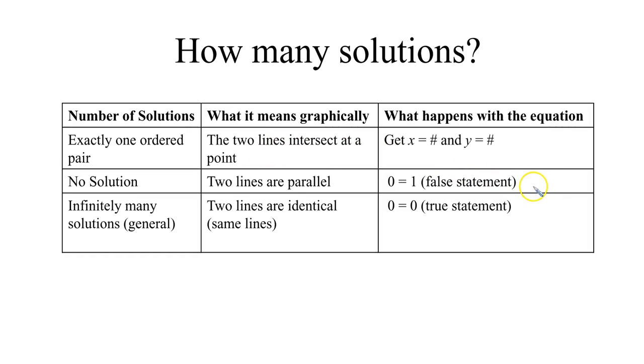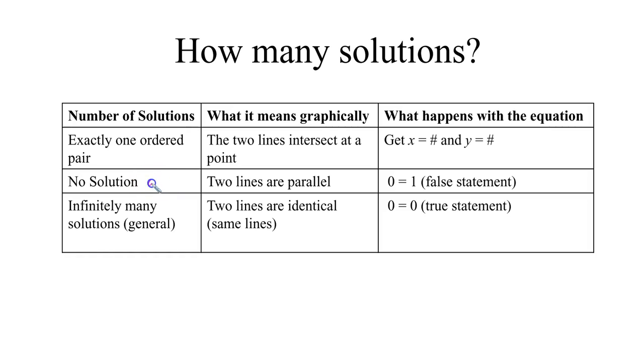Now, if I'm solving the system of equations and all of my variables disappear, and I'm simply left with a statement such as 0 is equal to 1, or it could be something like 5 is equal to 7, something we know is a false statement, then we say that the system has no solution.